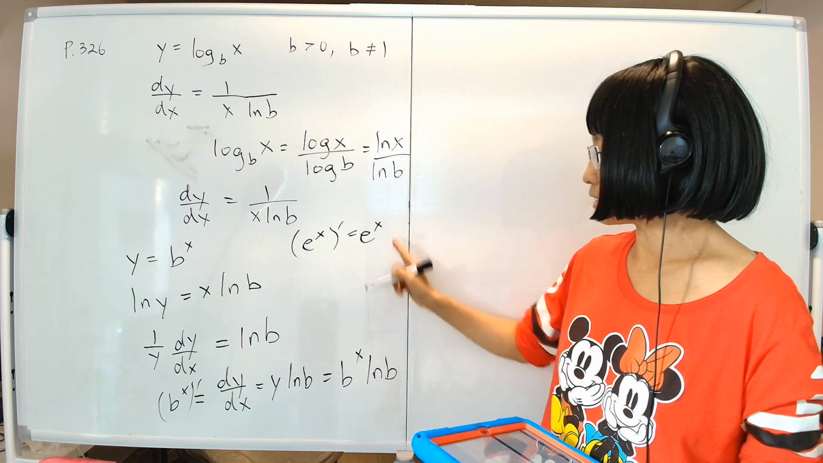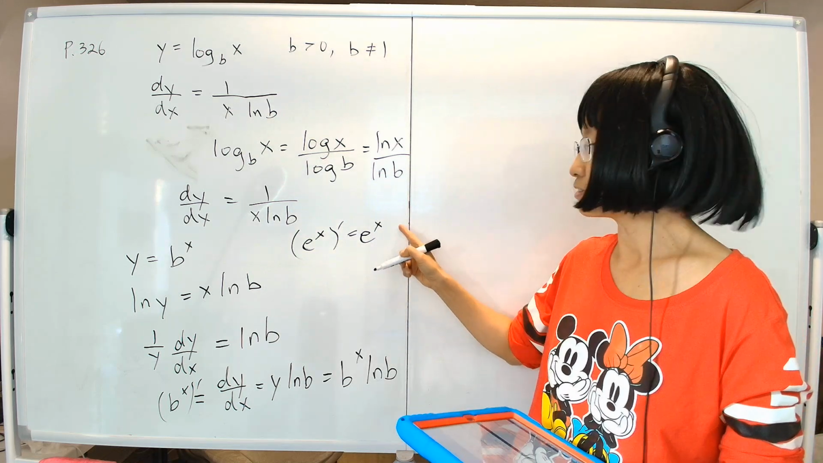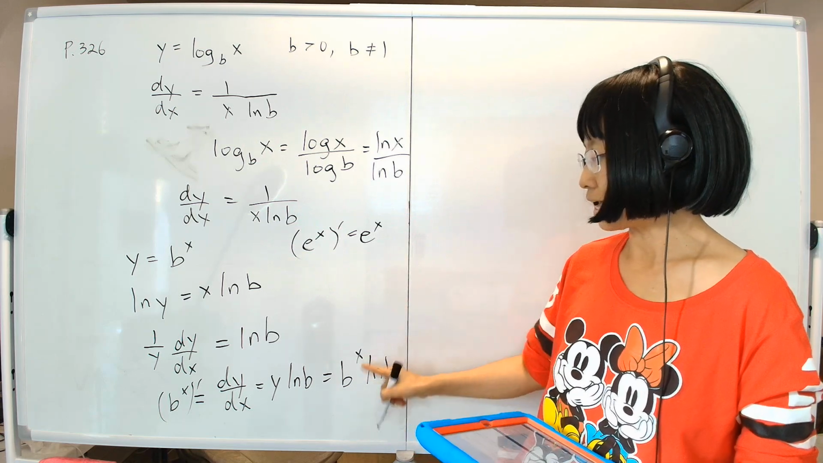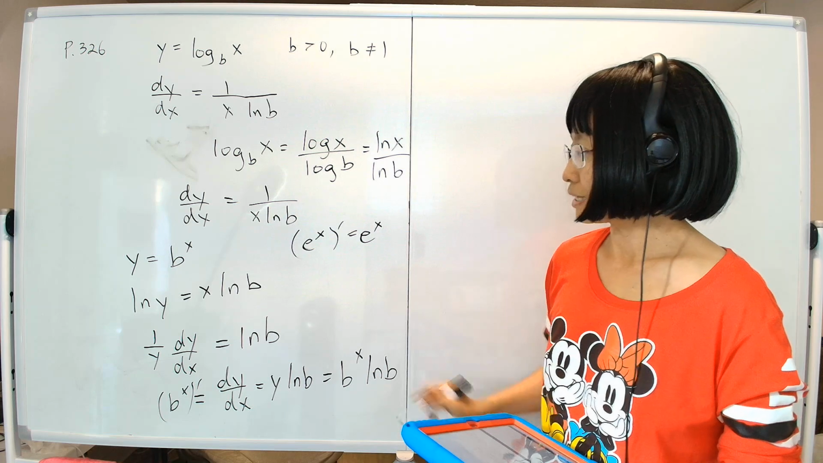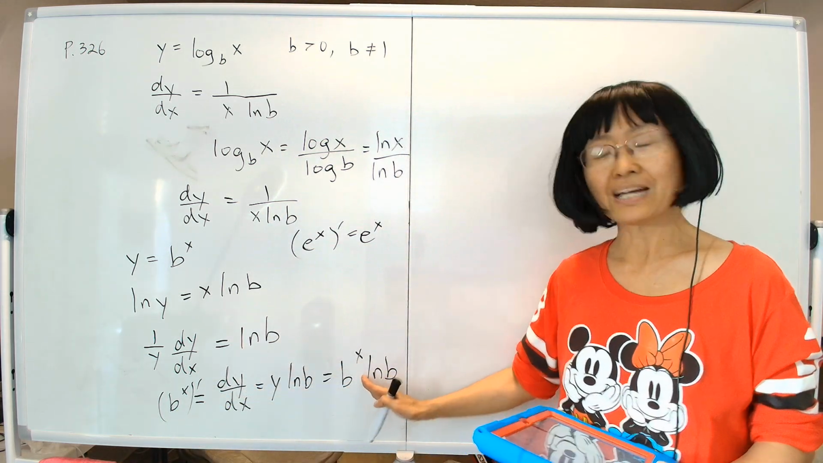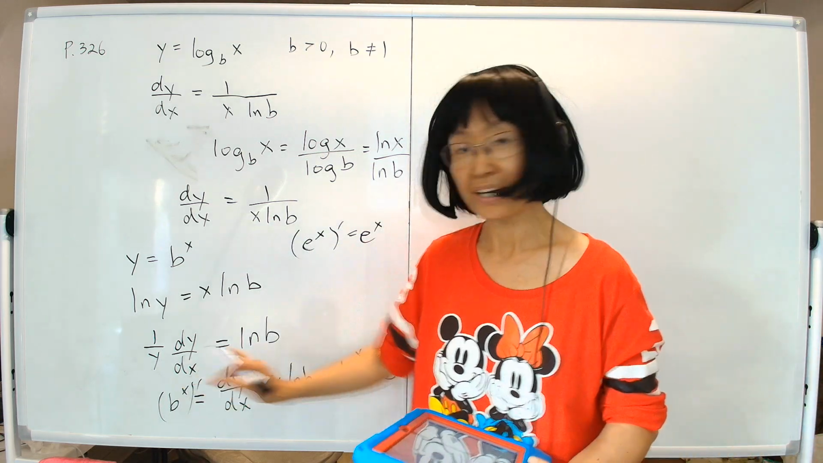The only difference is this one only has to multiply by 1, so you don't see the multiplication factor. With this one, you have to add the factor here. It has to take the natural log of your base. Otherwise the derivative of b to the power x is almost b to the power x itself, except for this part.